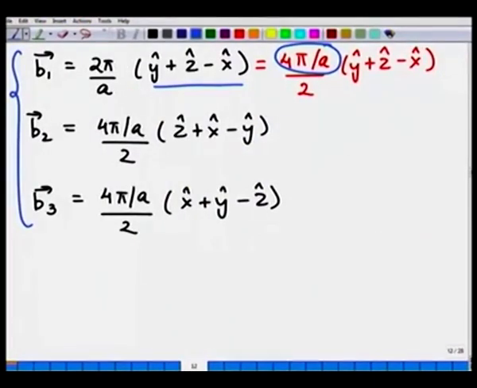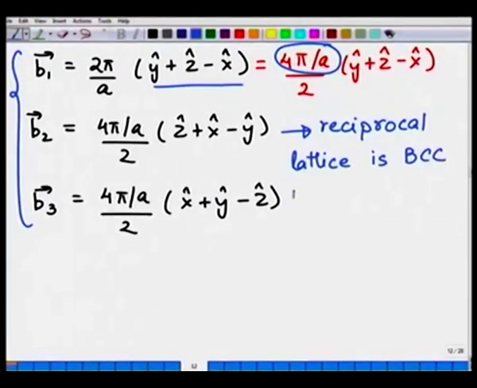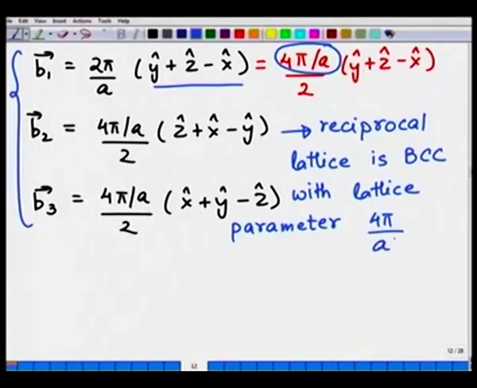What does that mean? That means I am generating a reciprocal lattice that is BCC with lattice parameter 4 pi by a. So, that lattice parameter is 4 pi by a now. All right. So, that is how easy it is.